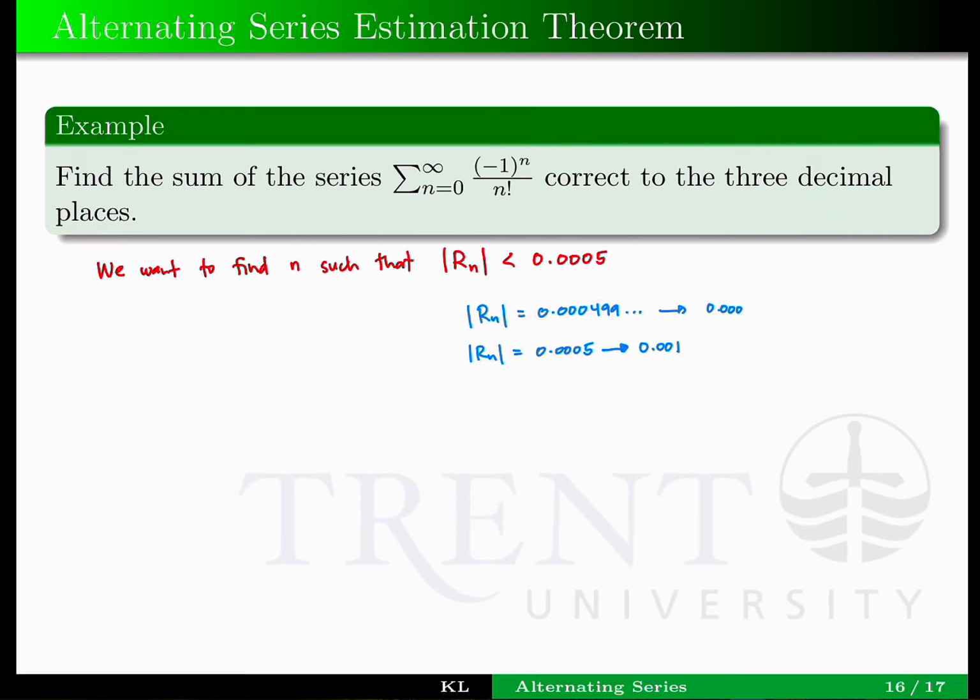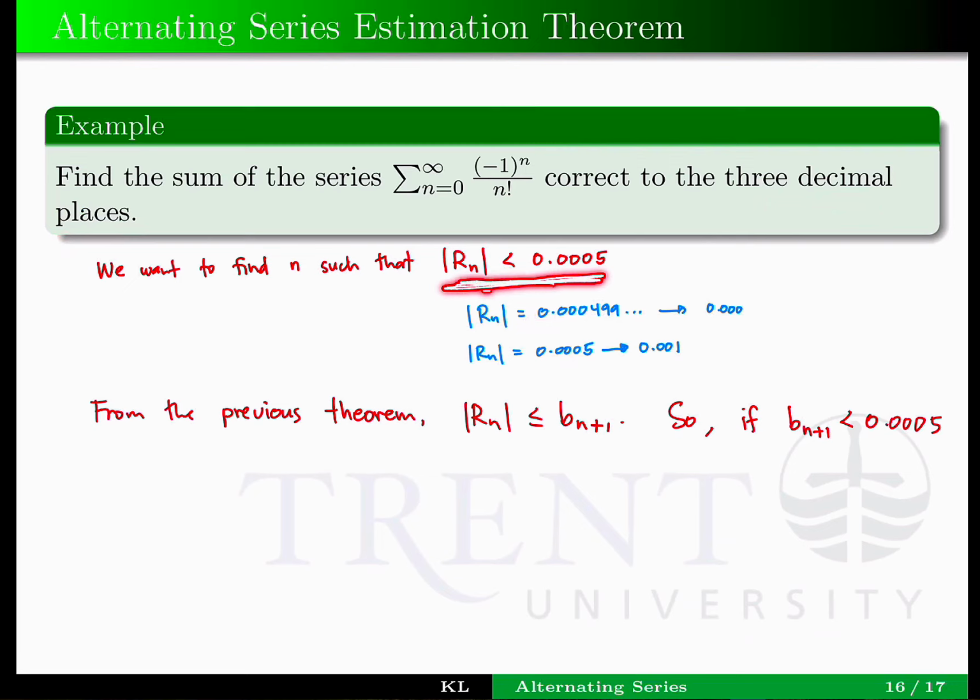So this is what we want. You want your absolute value of Rn to be less than 0.0005. But we know, from the previous theorem, that absolute value of Rn is less than or equal to Bn plus 1. So if Bn plus 1 is less than 0.0005, then this inequality will hold. Then absolute value of Rn will be less than 0.0005. Okay?